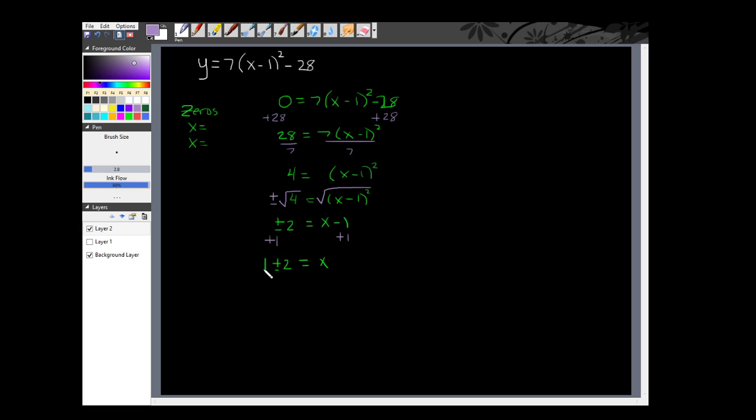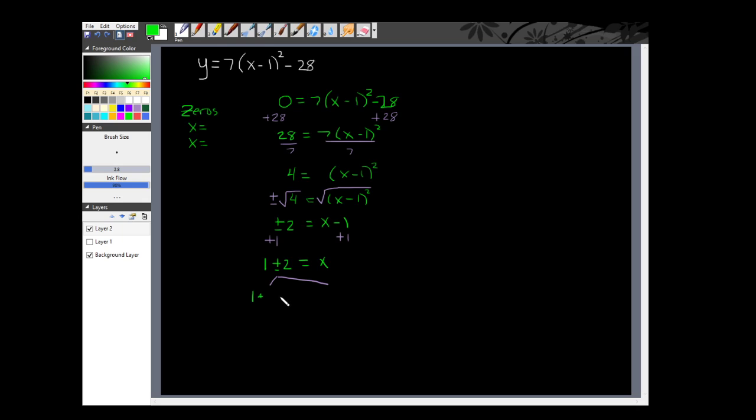Now, this is something I can actually solve. These are numbers that can be combined. Most of the time with vertex form, this will be some kind of radical still that can't be simplified. I haven't shown you guys how to do that yet. That'll be on a future video. But a lot of times you'll end up stopping at this step right here.